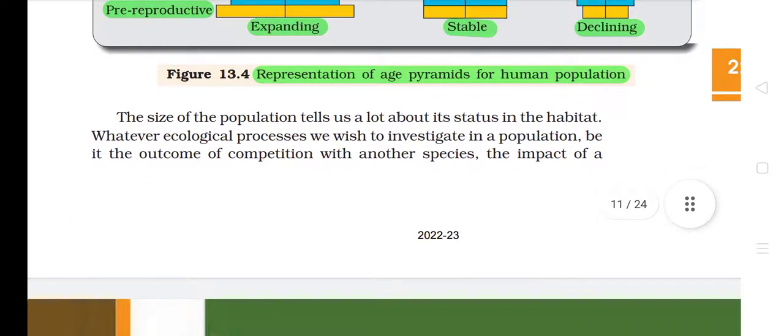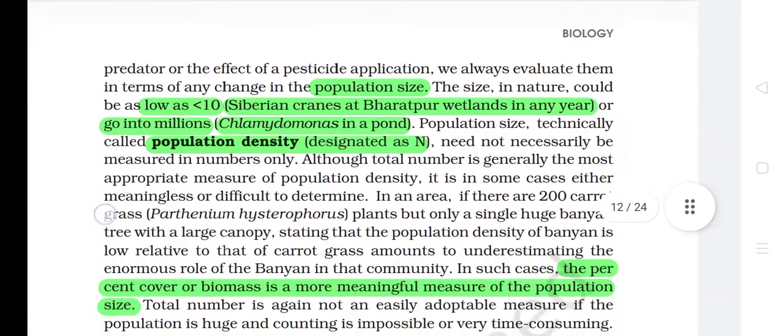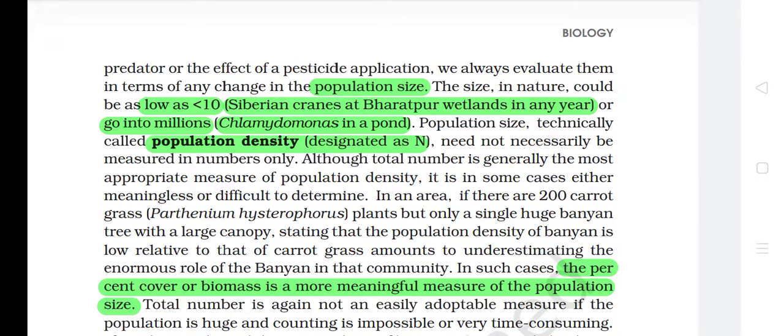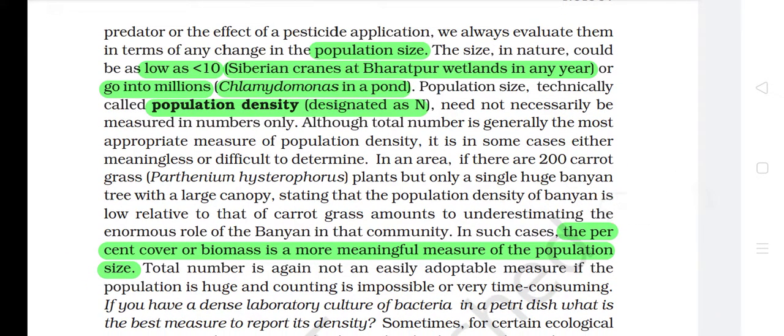The size of the population tells us a lot about its status in the habitat. Whatever ecological processes we wish to investigate in a population, be it the outcome of competition with another species, the impact of a predator, or the effect of a pesticide application, we always evaluate them in terms of any change in the population size. The size in nature could be as low as less than 10 Siberian cranes at Bharatpur wetlands in any year, or go into millions, Chlamydomonas in a pond.